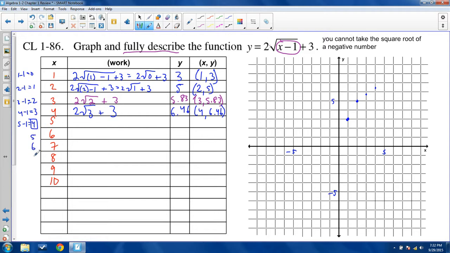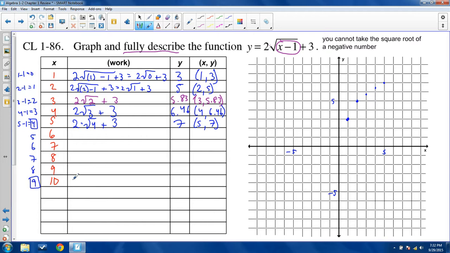6 is not a perfect square. 7 is not a perfect square. 8 is not a perfect square. 9, again, is a perfect square. If I had enough room here, I would look for perfect squares. The reason is because when I take the square root of it, this will be 2 times the square root of 4 plus 3. The square root of 4 is 2. 2 times 2 is 4. 4 plus 3 is 7. So now I have a point that's 5 comma 7. Notice I'm landing on integers. That's pretty cool. That's probably what I want to do.